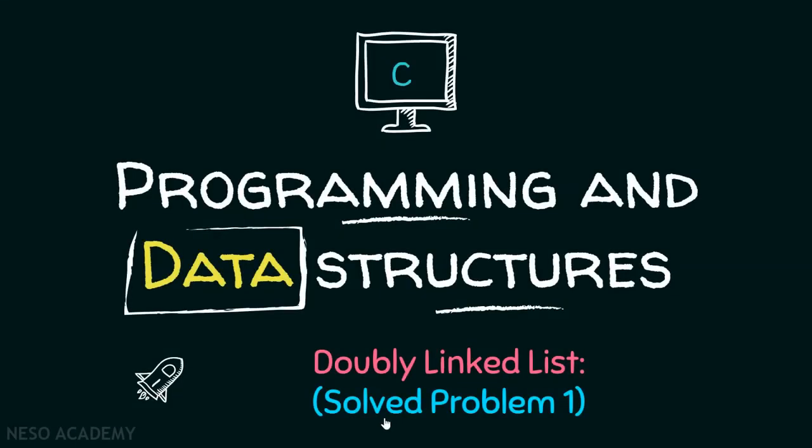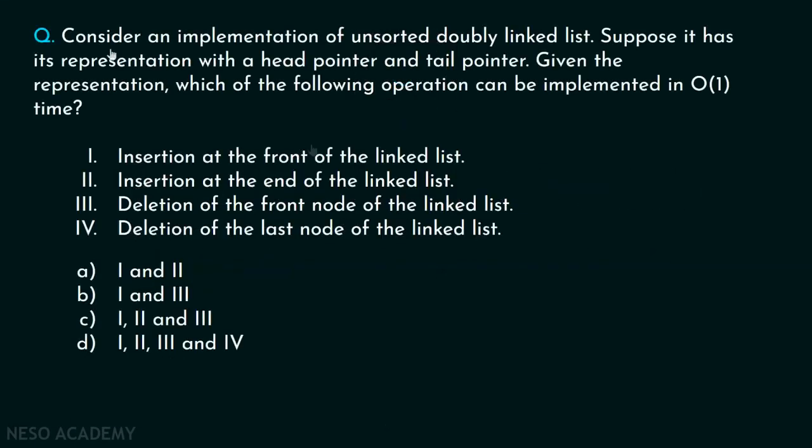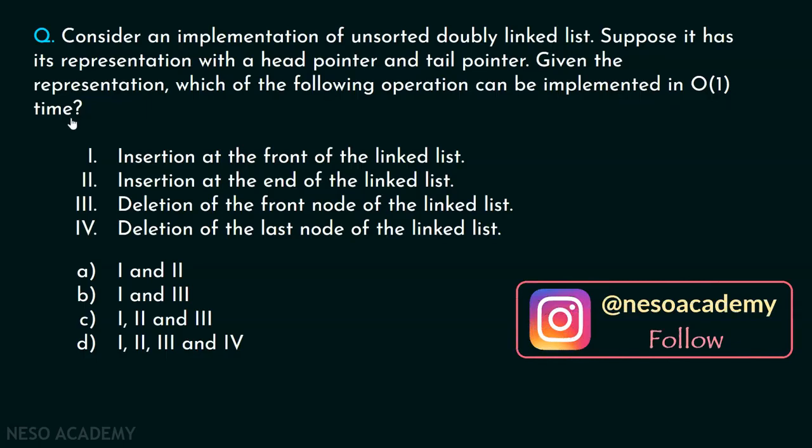Let's discuss solve problem 1 on doubly linked list. Consider implementation of unsorted doubly linked list. Suppose it has its representation with a head pointer and a tail pointer. Given the representation, which of the following operation can be implemented in big O of one time?